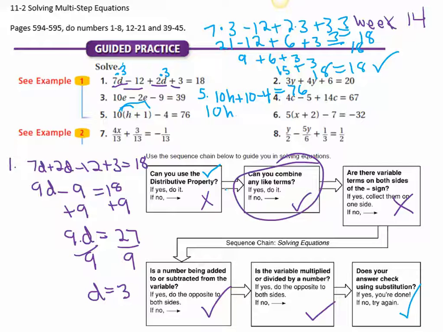Now we go to the next step, which says, can you combine any like terms? Well, yes, because 10 minus 4, those are like terms. They're both numbers, but we can call them like terms.